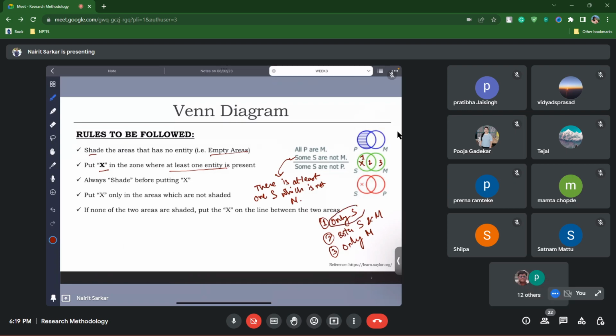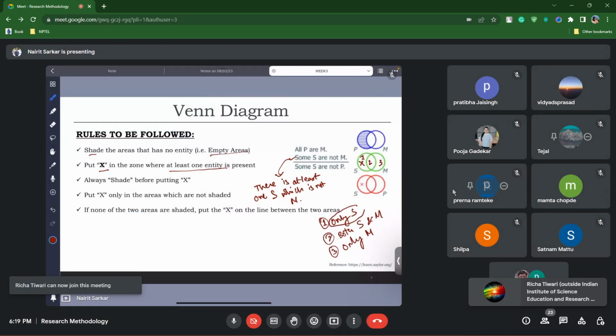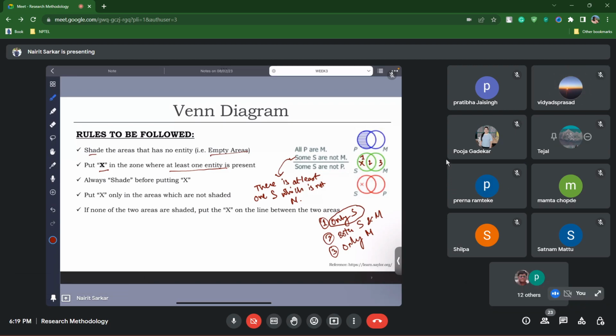Okay, any confusion till now? Anyone? Any confusions? No? You should have some confusions regarding the shading and putting X. Okay, nice. You don't have any.